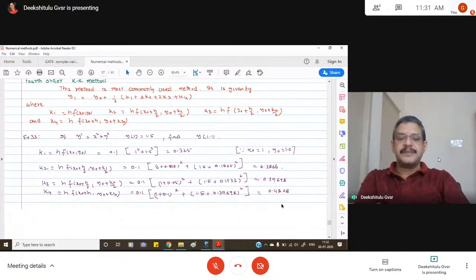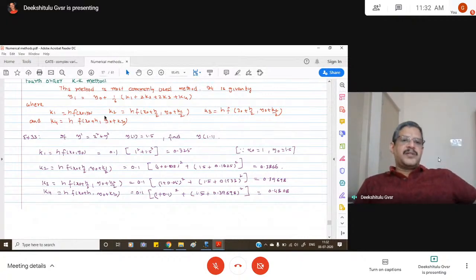So what it says is, this method is the most commonly used method. It is given by y1 is equal to y0 plus 1 by 6 into k1 plus 2k2 plus 2k3 plus k4, where k1 is h into f of x0, y0. k2 is equal to h into f of x0 plus h by 2, y0 plus k1 by 2, where k1 is this one, we are using it here. k3 is h into f of x0 plus h by 2, y0 plus k2 by 2. K2 is this one, used here. And k4 is h into f of x0 plus h, y0 plus k3, this one.